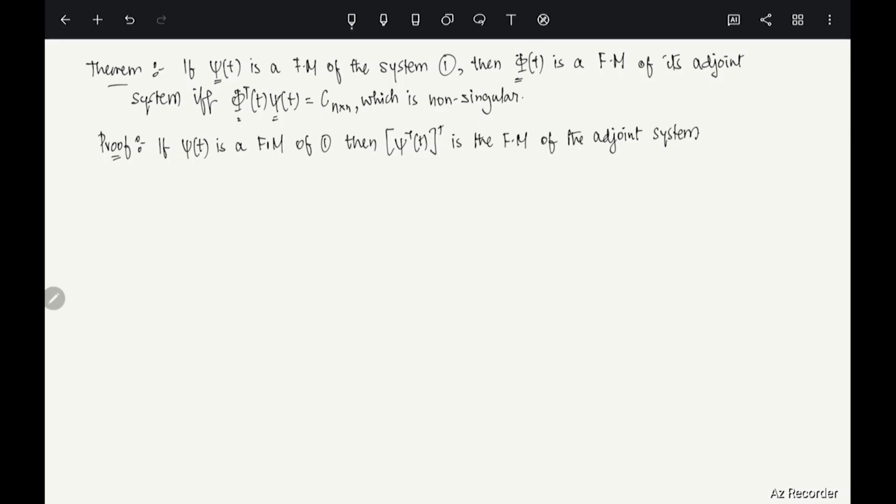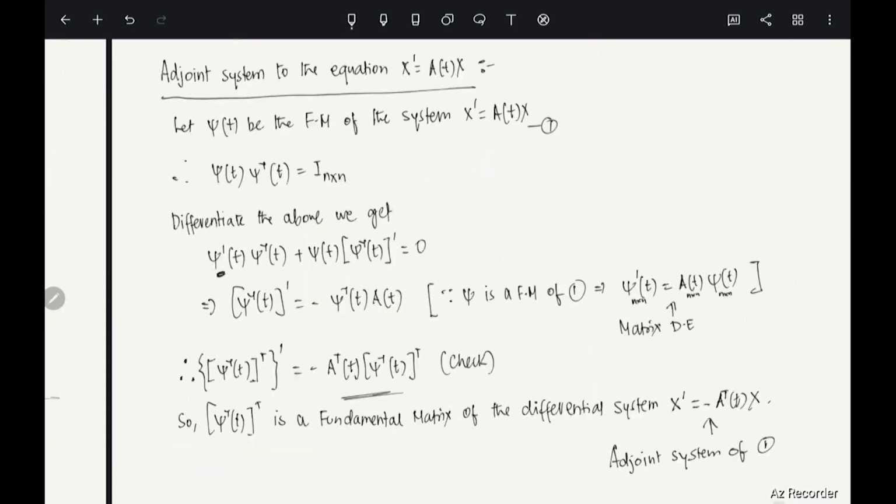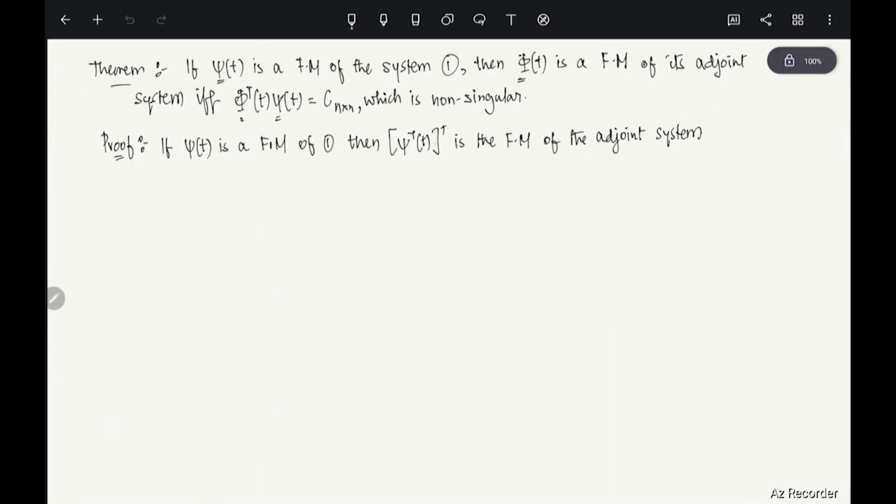So what we have learnt is this. You remember the first theorem which we talked about in the last video? If phi of t is a fundamental matrix of 1, then for any constant c, phi of t times c is also a fundamental matrix, and any fundamental matrix will look like phi of t times c. That's what we proved. So if psi inverse of t whole transpose is a fundamental matrix of the adjoint system, what is the adjoint system? It is given by x prime equals minus A transpose x.